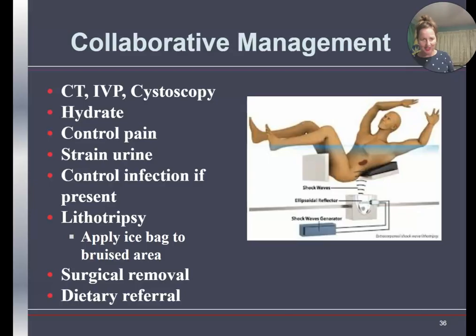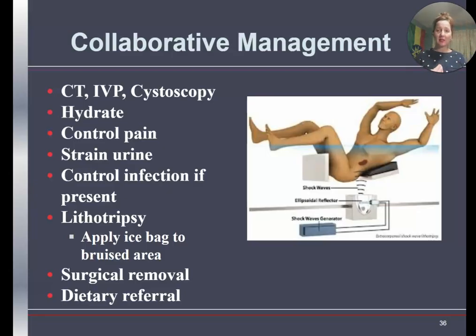Lithotripsy is where you try to break the stone up with shock waves, which is what's going on with this guy in the picture. I don't think he's falling. I think he's just got to leave his hands up like this. And I'm not sure you have to be naked for this, but I've never done it, so this could very well be accurate. Shock waves are sent at it to try and bust it up, because maybe it's too big to move through the ureters.